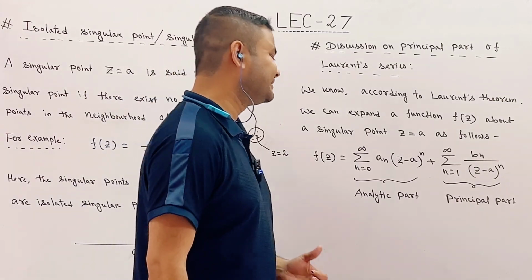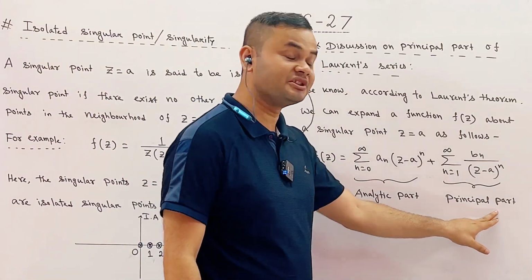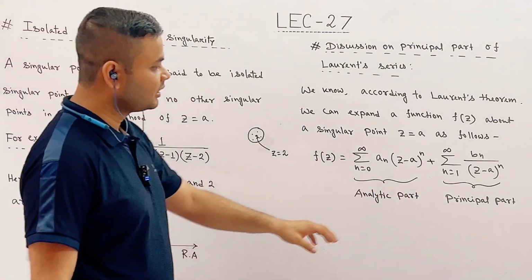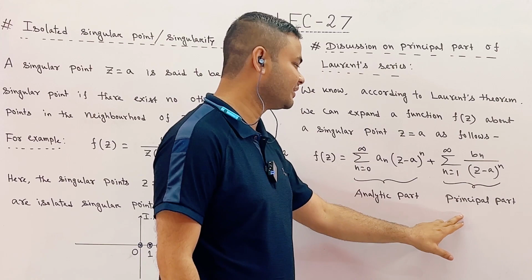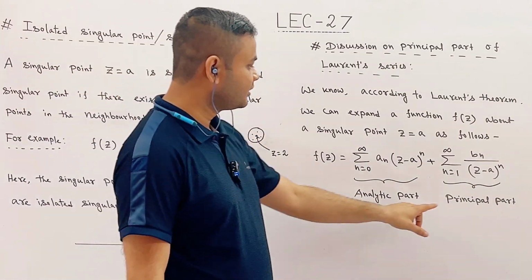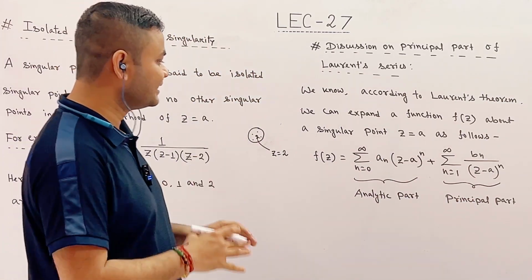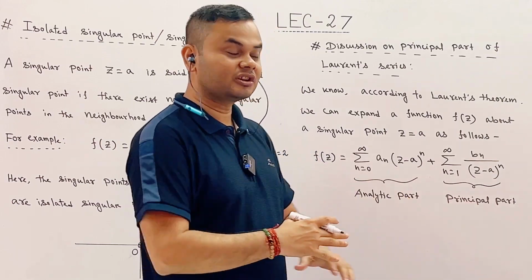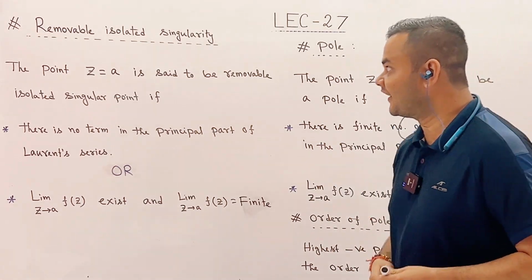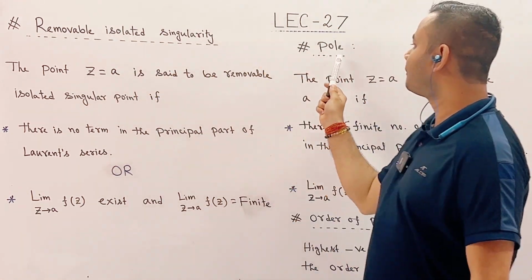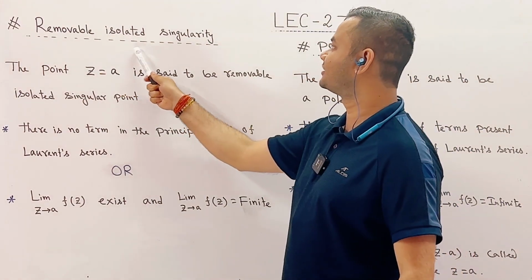One important point is that the nature of singularity depends on the number of terms present in the principal part of the Laurent series. If this principal part contains infinite number of terms, then we get essential isolated singularity. Again, if this principal part contains finite number of terms, then we get poles. Finally, if the principal part does not have any term, then we get removable isolated singularity. Now, let me define removable isolated singularity, pole and essential isolated singularity separately. First, what is removable isolated singularity?